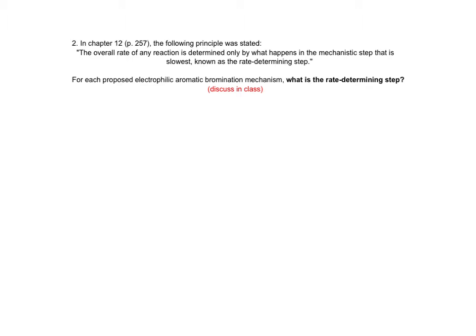So let's look at the various steps in our mechanism. And let's not forget about the activation of bromine with iron tribromide. Both of these reactions have a reaction rate, the redox reaction and the complexation of bromine with the Lewis acid, iron tribromide. These could be the rate determining steps.